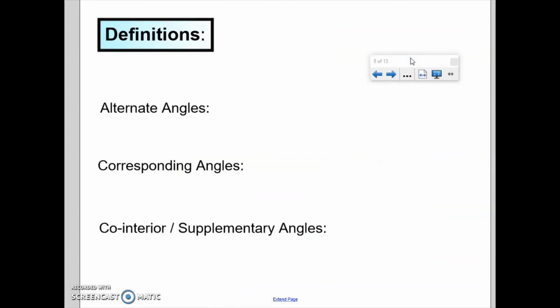Okay, if you could pause the video, take some time to write in your exercise books some definitions of alternate angles, corresponding angles, and co-interior supplementary angles.